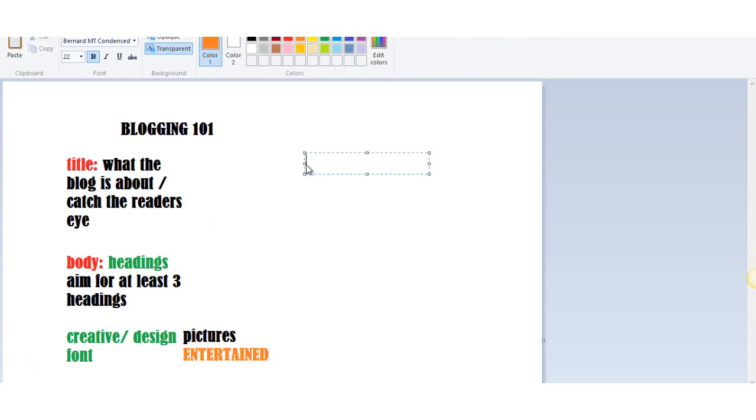Now, the next thing that we're going to talk about is at the end of your blog, you want to have something called a call to action. And this is the main purpose for you writing your blog. This is the reason why you have a blog in the first place. You want to tell the reader what to do. What is it that you want the reader to do after they have read your blog?